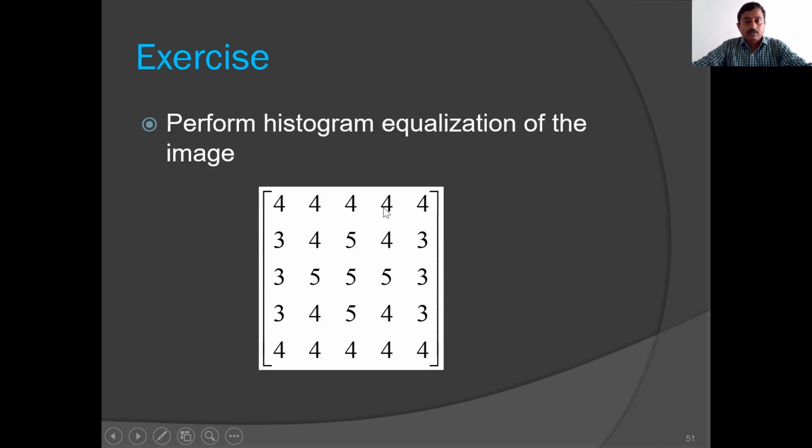Now this is one homework problem for you. Okay, now here actual pixel values are given. Okay, so now you try to perform histogram equalization for this image.